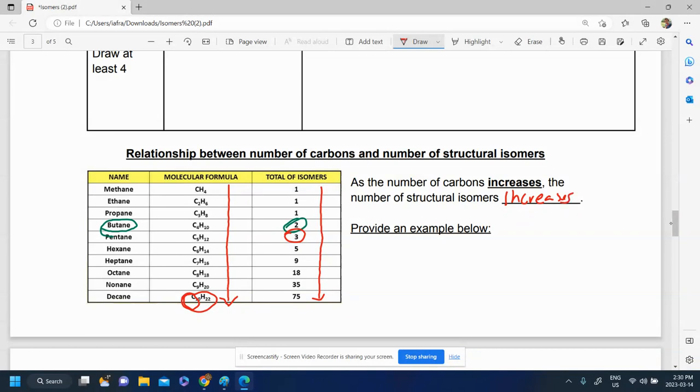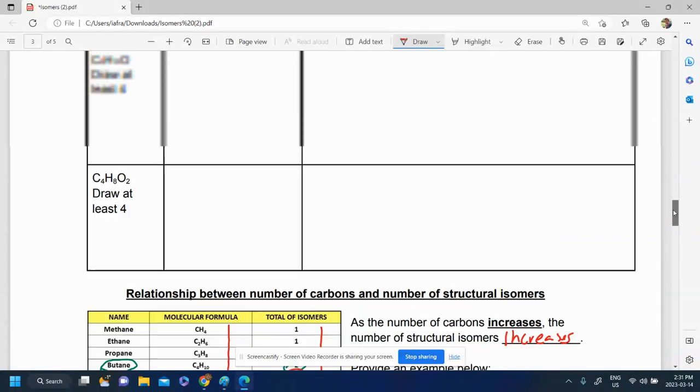So as you can see, as the number of carbons increases, the number of structural isomers also increases. And so you can provide the example of C10H22 having 75 isomers, but something like C4H10 only has 2 isomers. And it makes sense, right? Because the more carbons and hydrogens you have, the more different ways there are to connect them together. Like the more pairs of pants and shirts you have, the more different outfits you can wear, mix and match. Similar idea.